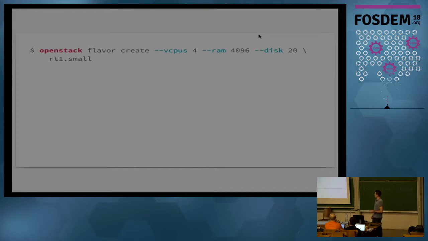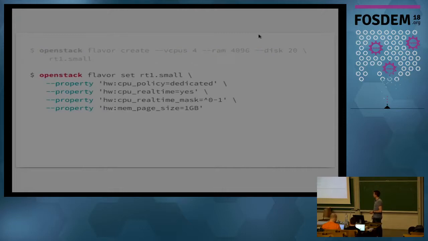So going back to that OpenStack command line client, we're creating a flavor. We've got four CPUs, 4 gigs of RAM, 20 gigs of disk space, and we're giving it a name, RT1 small. And then we're going to set these extra specs, which again are like scheduler hints. So there's four of these here.